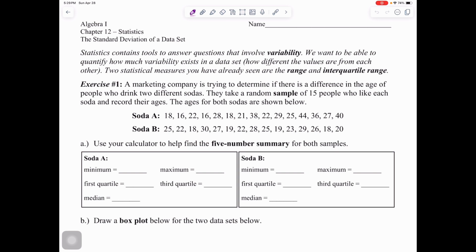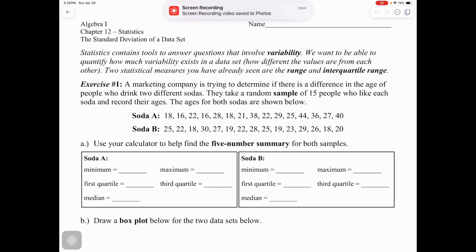So in exercise 1, it says a marketing company is trying to determine if there is a difference in the age of people who drink two different sodas. They take a random sample, which we again discussed in the previous lesson, of 15 people who like each soda and record their ages. The ages for both sodas are shown below. So you've got soda A and soda B. So you can see the list there of the numbers.